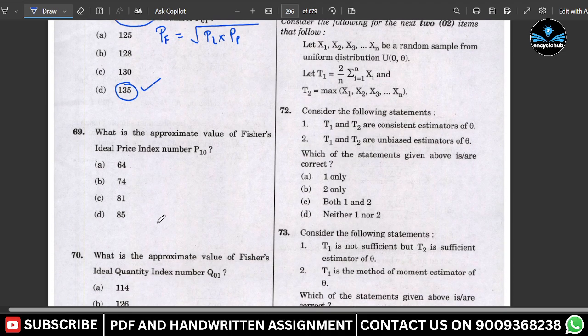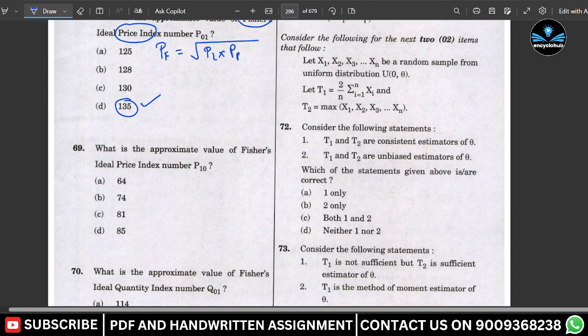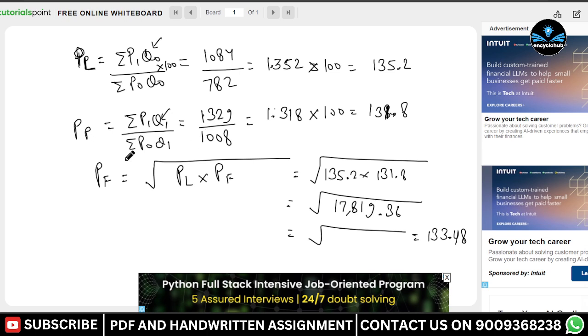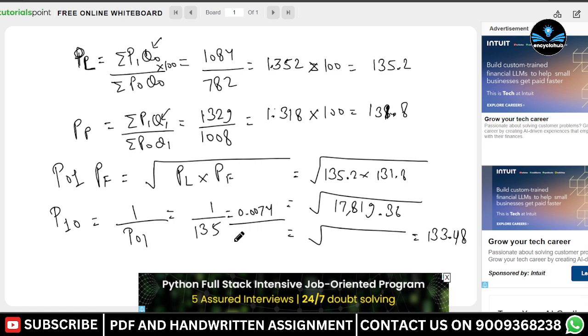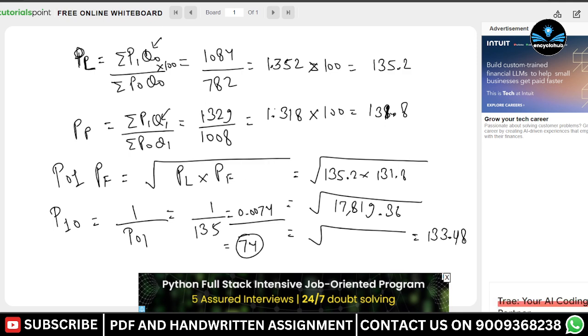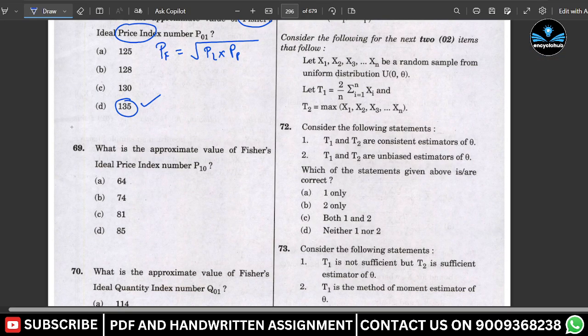Now what is the approximate value of the Fisher index P10? This value was for P01, right? Now we want to find P10. This is basically the reciprocal of P01. So we take the reciprocal of this value: 1 divided by 135, which is 0.0074. After calculating this, we get 74, because 74 is given, so the answer is 74. Thank you so much.